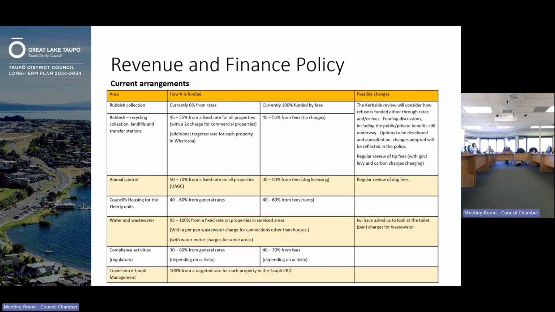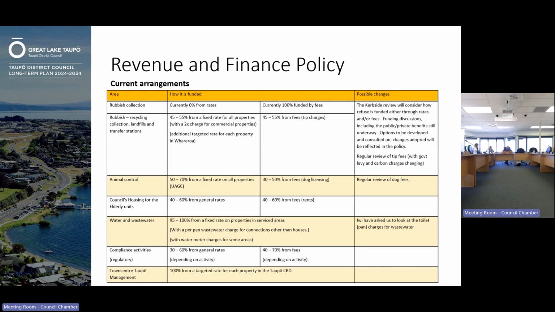All right, so that will all be reviewed and we'll come back on that, and that will be part of our rubbish package. What are we going to provide? How are we going to pay for it? Animal control. That's one that's funded a little bit from the UAGC and around 30 to 50% from dog fees. And that's one that we regularly review our dog fees for, to be in line with that policy.